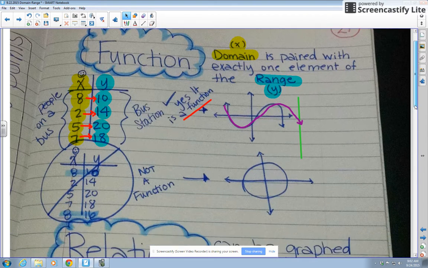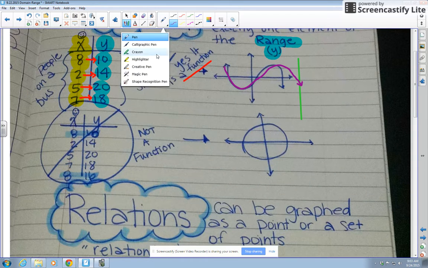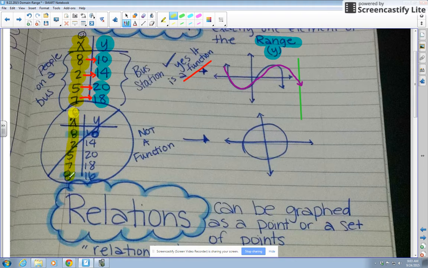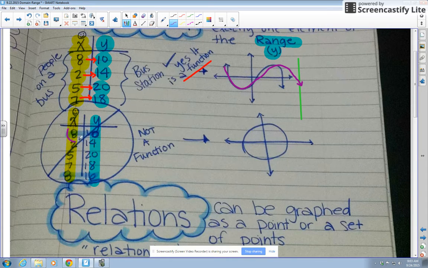Okay, so now let's look at what is not a function. Again, we're still with the people on a bus, the little x, and then the bus station, the y. We're going to highlight those with the colors that we've used before. So this one's yellow and this one's blue. Jersey number 8 goes to 10, 2 goes to 14, 5 goes to 20, 7 goes to 18. But is it physically possible if jersey number 8 got dropped off at 10 for the bus to have left, and then jersey number 8 to get dropped off at 16? And then you think, no, it is not, so therefore this is not a function.